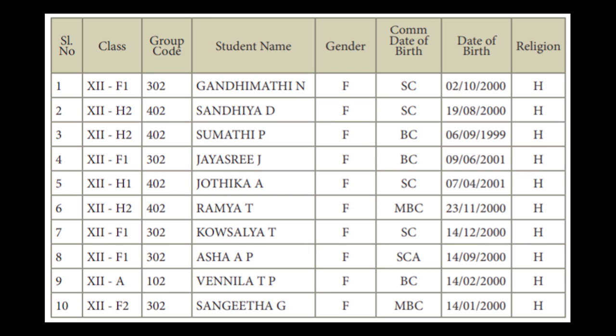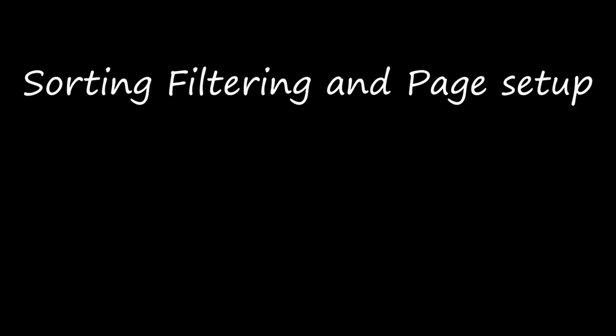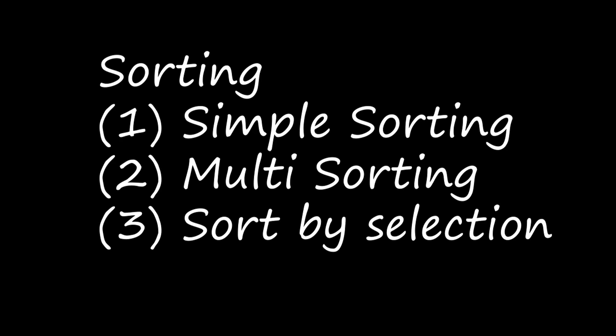Let's see about sorting. Sorting means the process of arranging the data in ascending or descending order. Here we have two types of sorting: we can sort in ascending order and descending order also.